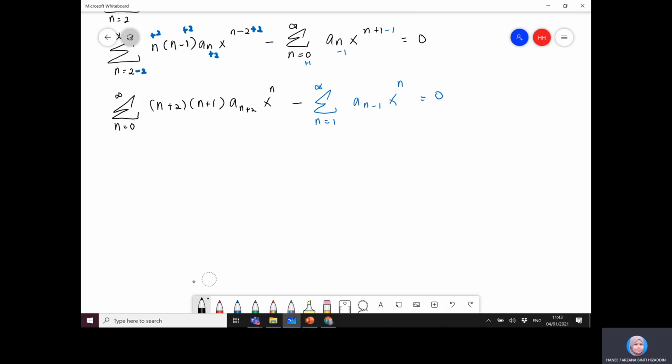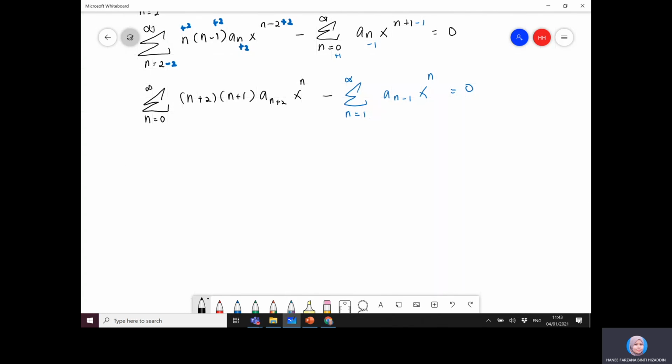So now that we have x to the n, but now our series do not start at the same value of n. Because we minus 1 here and then we have to add 1 up here. So what we do is we take out the term at n equals to 0 so that both series will start at the same value of n.